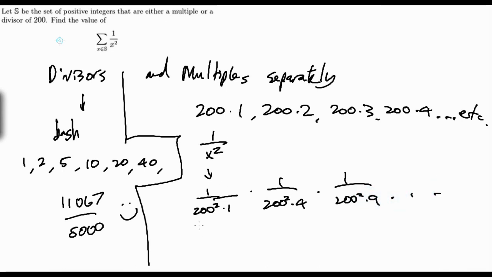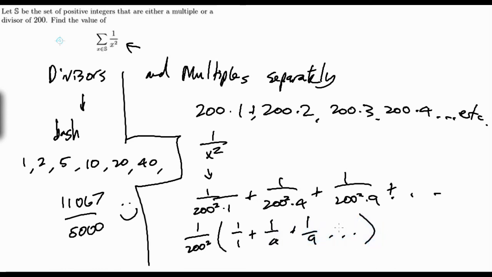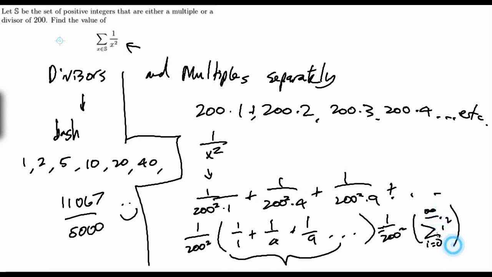If you factor out 1 over 200 squared, you get 1 over 200 squared times 1 plus 1 over 4 plus 1 over 9 and so on. If you add these together, which is what we're trying to do here, you get this, which I think is pretty cool. And this is where the hard part begins. It should be expressed as 1 over 200 squared multiplied by the sum from i equals 1 to infinity of 1 over i squared.